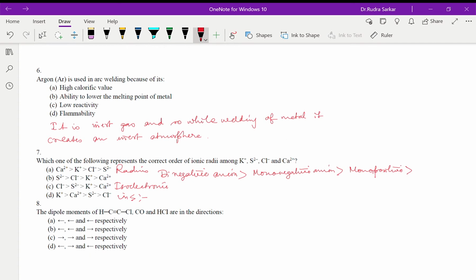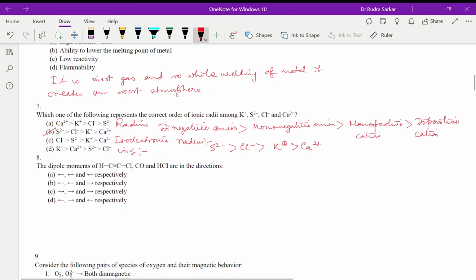Okay, so which will be more than that of dipositive cation. That being the case, we will say S2-, which is isoelectronic with Cl-, will be more than that of potassium, which is isoelectronic with Ca2+. So this is the order of radius. That being the case, we will say B is the correct answer.